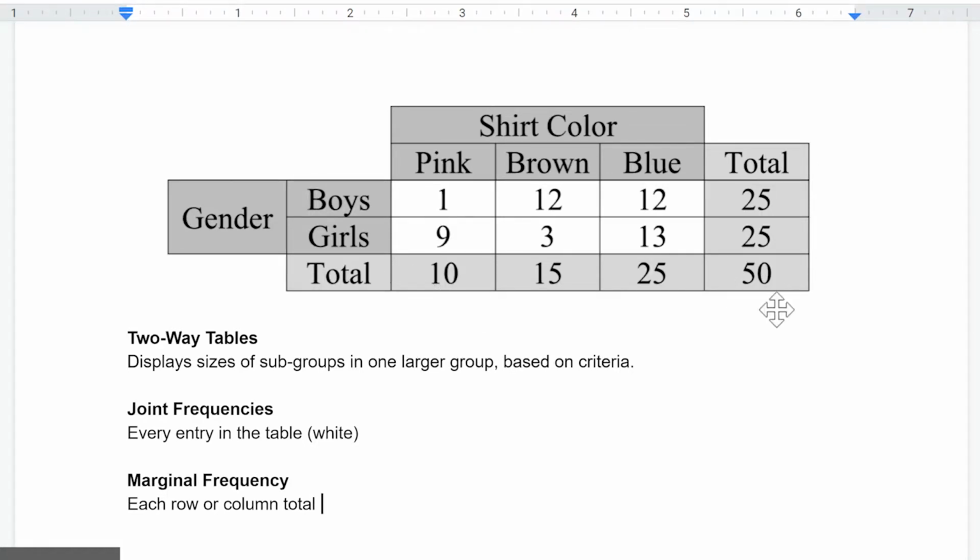If you look here in this bottom right corner, the total of both the rows and the columns should add to the same thing. There's 25 boys total and 25 girls total, that adds up to 50. And if you add up the total amount of shirt colors, so there's 10 pink shirts, 15 brown, 25 blue, you still get 50. And that means the total amount of people that you surveyed is 50. And this bottom right number should always be the same, adding these marginal frequencies vertically and these marginal frequencies horizontally. They both add up to 50.